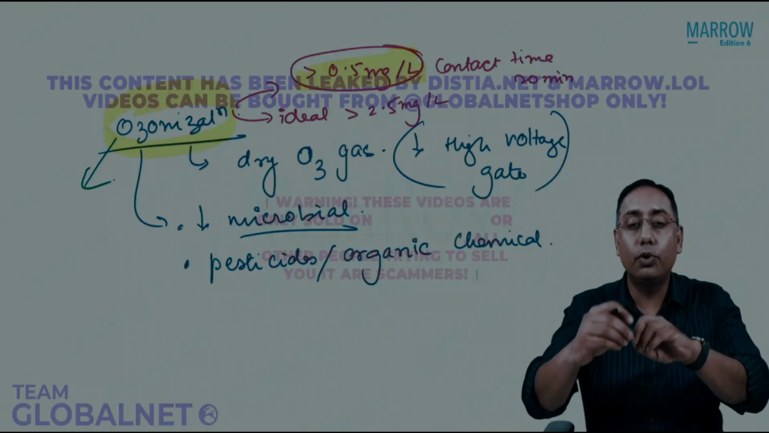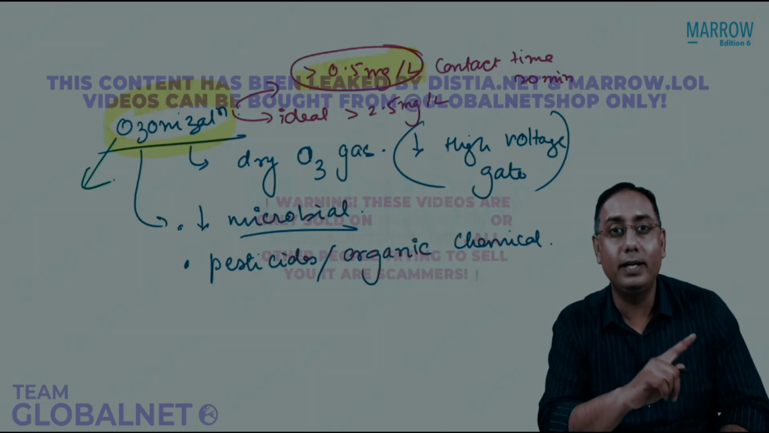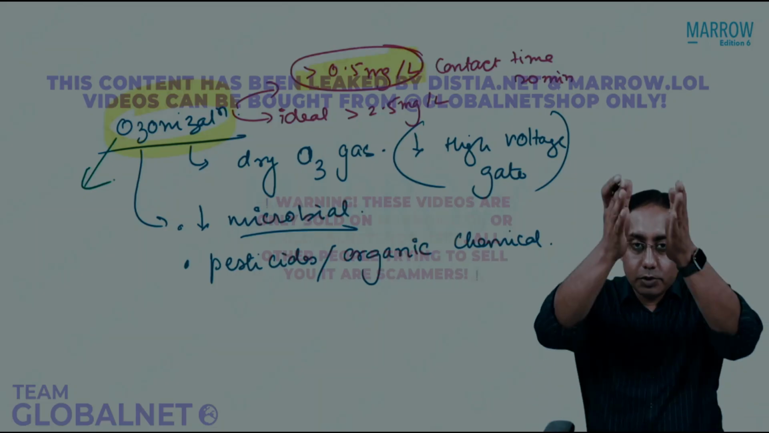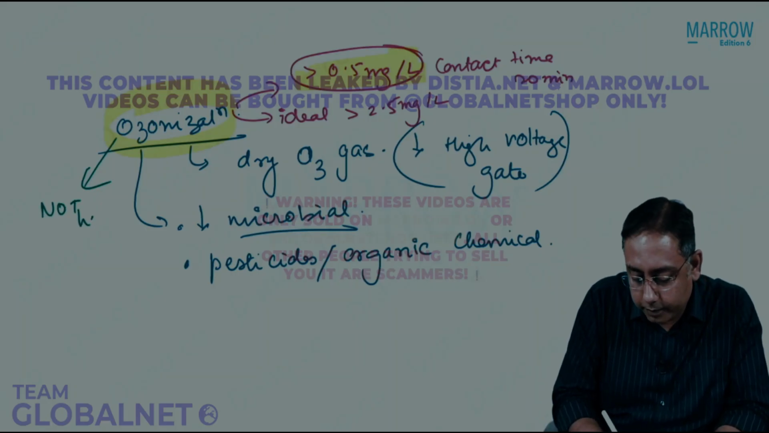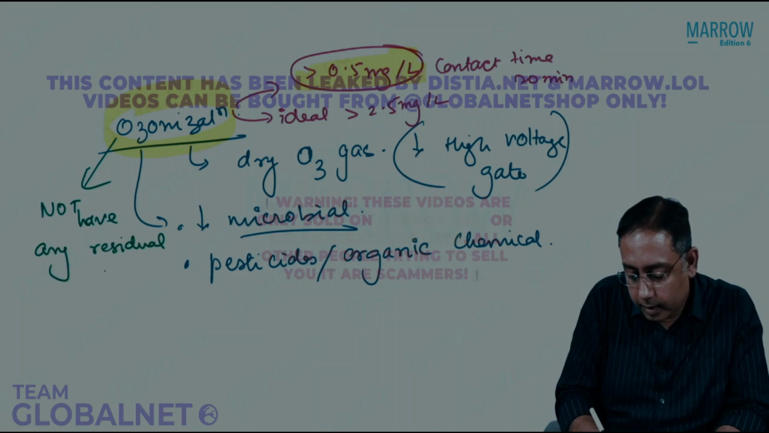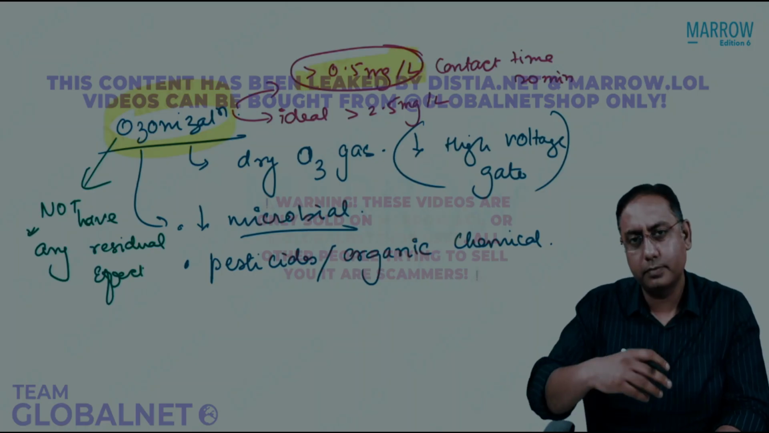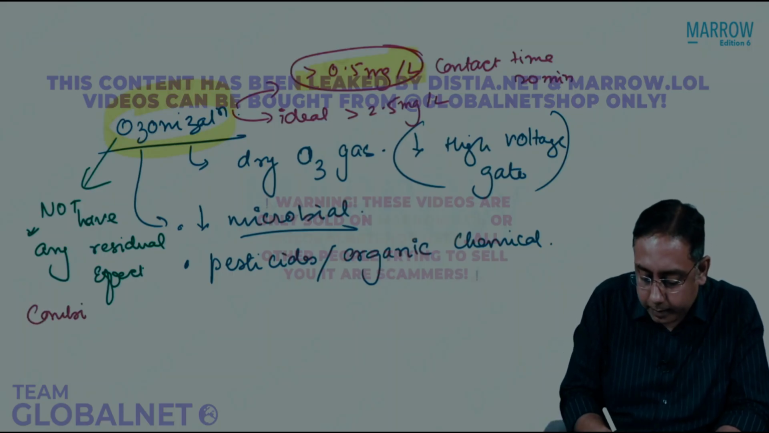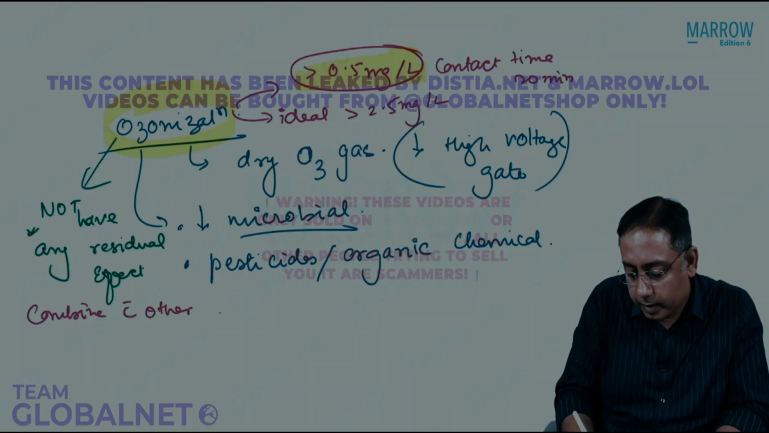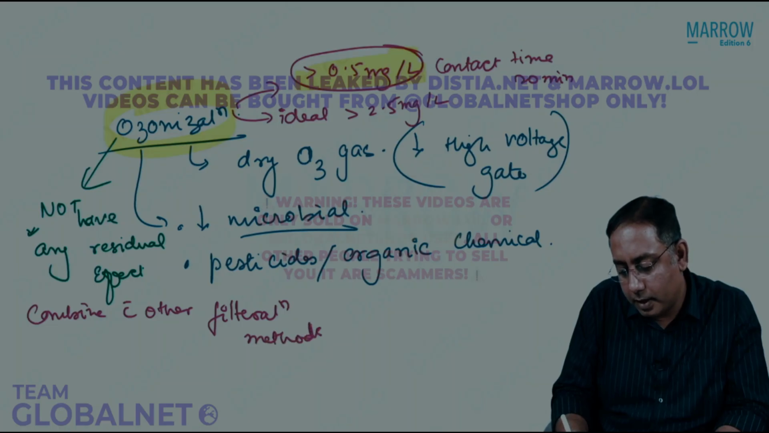But the problem is there is no residual effect. In case there is some contamination later on, which is handled by chlorine gas, the ozonation will only stop at that particular time. So the ozone will not have any residual effect. And because ozone does not have any residual effect, it is usually advised to combine the ozone with other filtration methods.